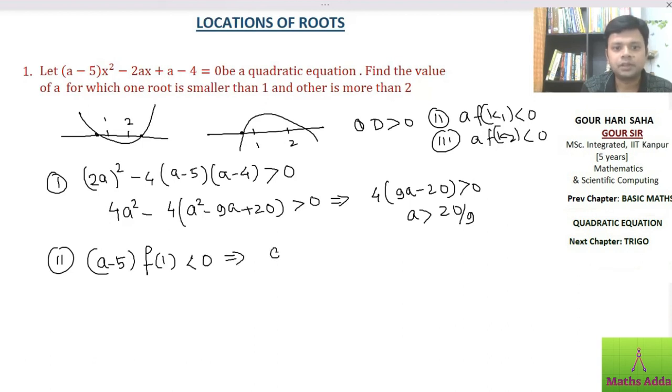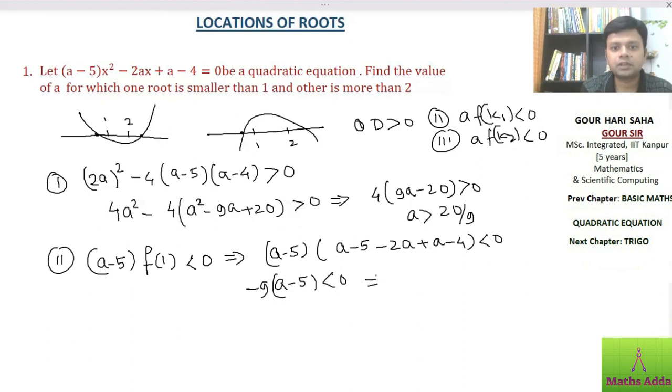What is f(1)? a minus 5, f(1) is, put value of x equal to 1, so it becomes a minus 5 minus 2a plus a minus 4. This should be less than 0. So it is a minus 5, a will cancel out, it is minus 9, less than 0. This means a minus 5 greater than 0. a is greater than 5. So it is 5 to infinity. This is second. And what was first? It is more than 20 by 9.